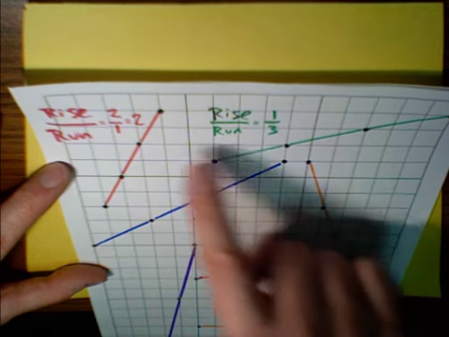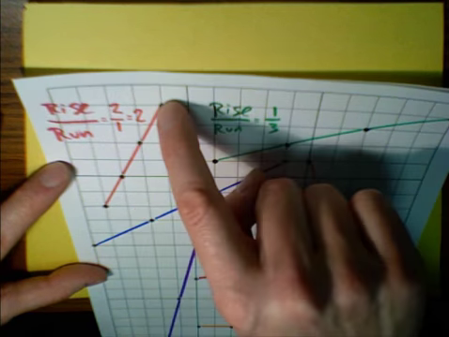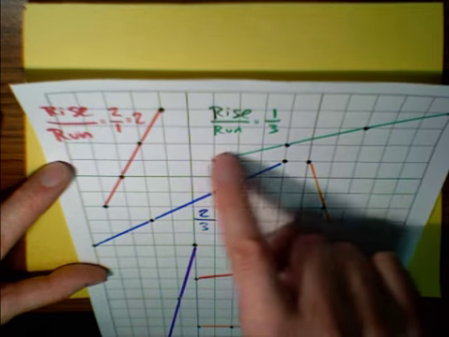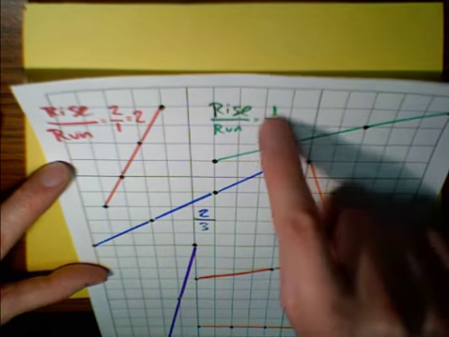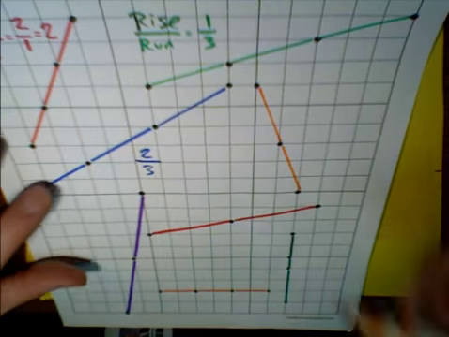Which would you rather climb if you were walking uphill? Would you rather climb this slope, or would you rather climb this one? And I hope you see that this is a very gentle slope and that this is getting to be a small fraction. Let's take a look at this orange example.